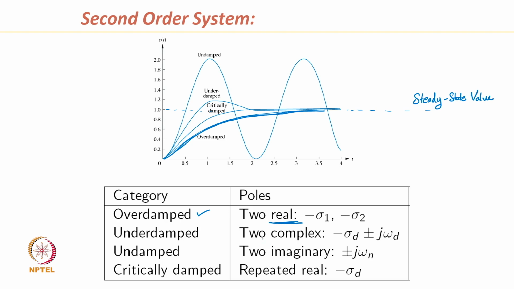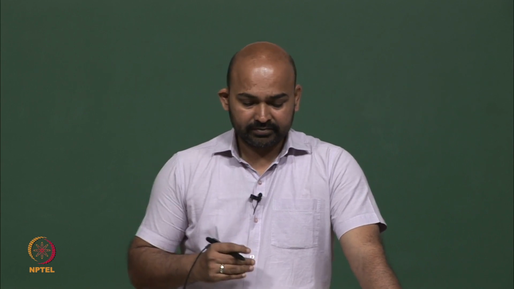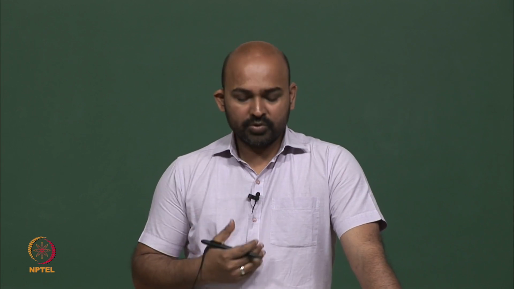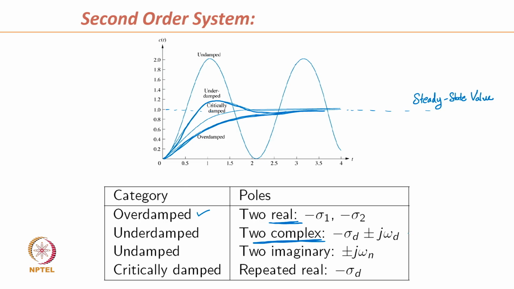The next case may be when these two roots are complex, they have a real part as well as an imaginary part, then the system will be underdamped. An underdamped system is shown here, where the system shoots above the steady state value and then tries to settle down. It means the damping in the system is not enough, so there is an overshoot in the system, and the characteristic is that both the roots are complex.